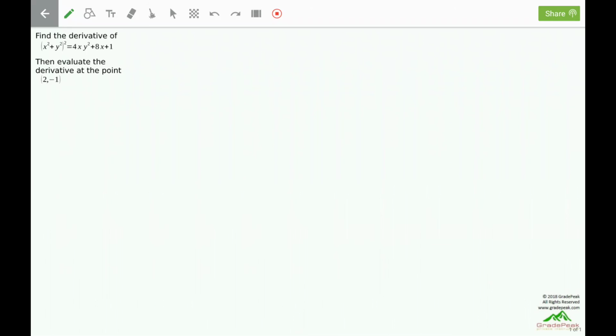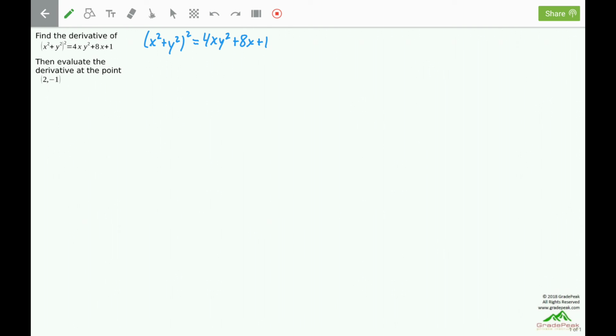Find the derivative of (x squared plus y squared) squared equals 4xy squared plus 8x plus 1. Then evaluate the derivative at the point (2, negative 1). We have an implicit relation here. We have x and y related in an equation, but it's not solved for y in terms of x.